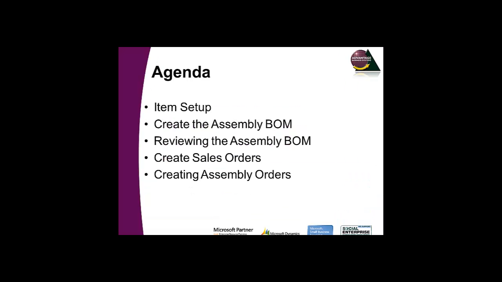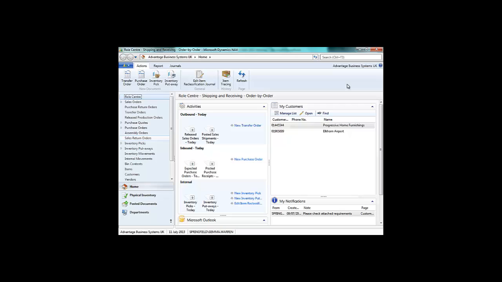Today we'll be covering item setup, creation of the assembly bill of materials, the review of the assembly bill of materials, how to create sales orders that will trigger an assembly order, as well as creating assembly orders for make to stock. Today, I'm logged in with the role center profile of the shipping and receiving order by order employee.